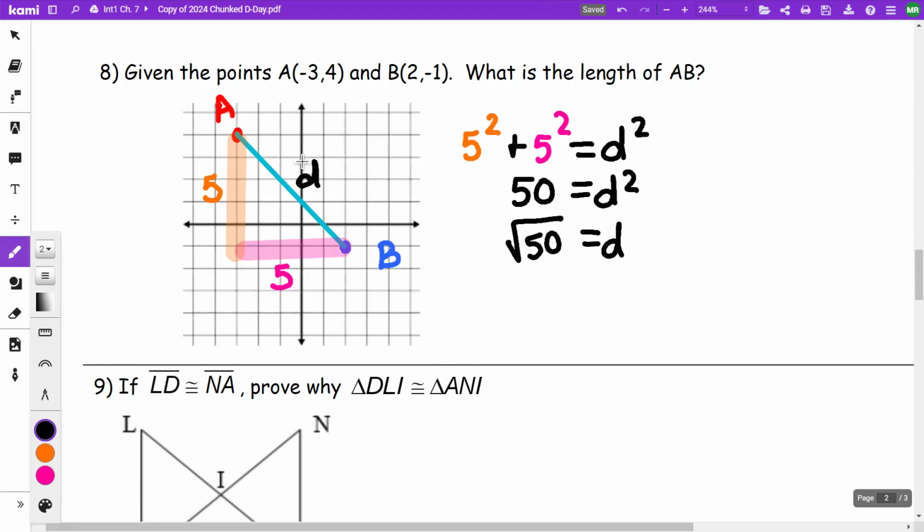But if I take the square root of 50 on my calculator, I end up getting about a 7.07, let's say 0.07 is about the length. And that would be your answer.